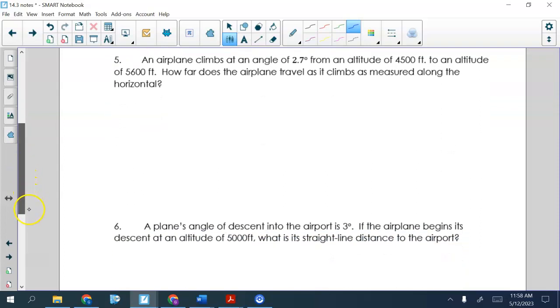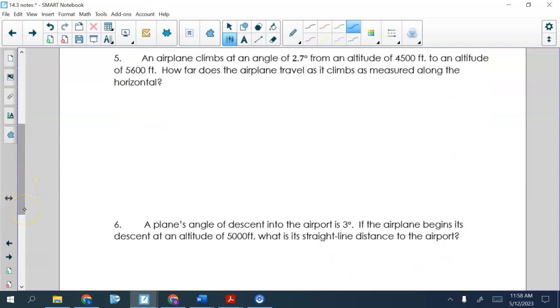All right, number 5. We've done a little bit of this as well, but just a couple more practice with the word problems. It says an airplane climbs at an angle of 2.7 degrees from an altitude of 4,500 feet to an altitude of 5,600 feet. How far does the airplane travel as it climbs, as measured along the horizontal?